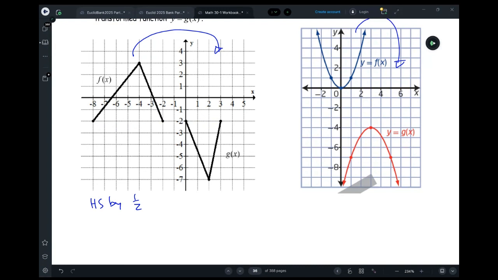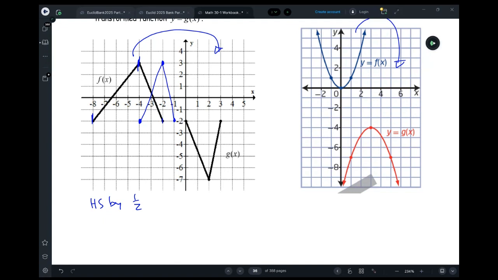Now, what's important is that people catch what that does. When you stretch something, you actually stretch it about the axis. So I'm going to take this x coordinate right here, multiply it by a half. It's going to go to -2. This coordinate at -8 is going to go to -4. This one at -2 is going to go to -1. And so the stretch does that.